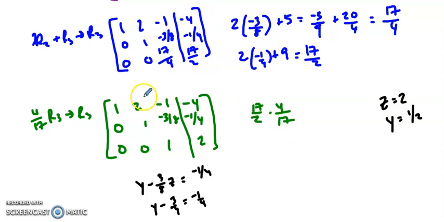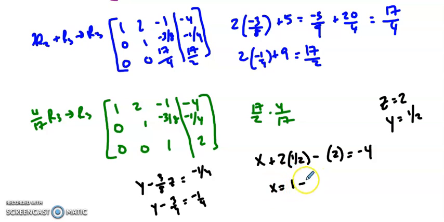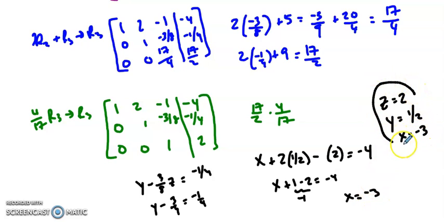And then I can go back and work on this first row that I have: x plus 2 times my y of 1/2 minus 1 times my z of 2 equals -4. Sorry, went too quickly. x plus 1 minus 2 equals negative 4. This is negative 1. Add 1 to both sides, and x is negative 3. And we have successfully solved the system using Gaussian elimination.